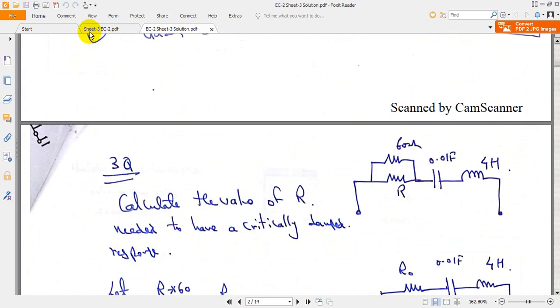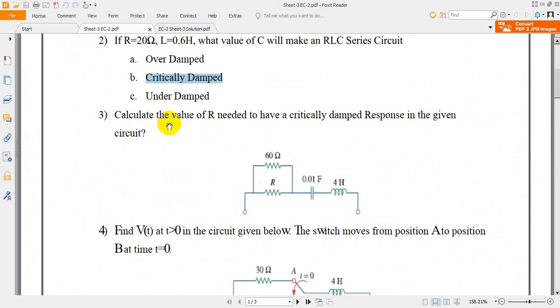Coming to the third question, we need to calculate the value of R. We need to calculate the value of this R which is present in the circuit here, to which a 60 ohm resistance is connected in parallel, and this whole combination is connected in series with the C and L elements.